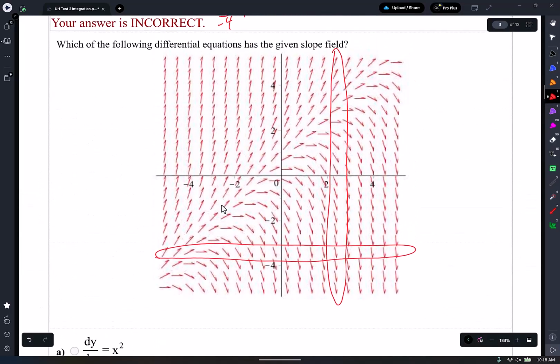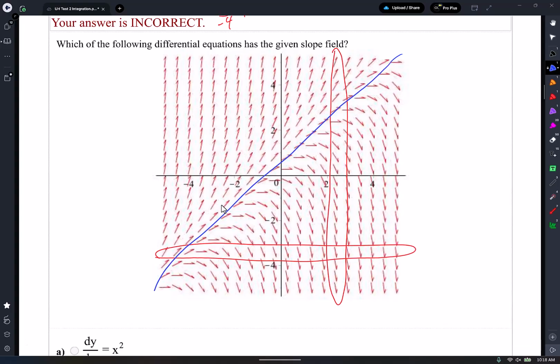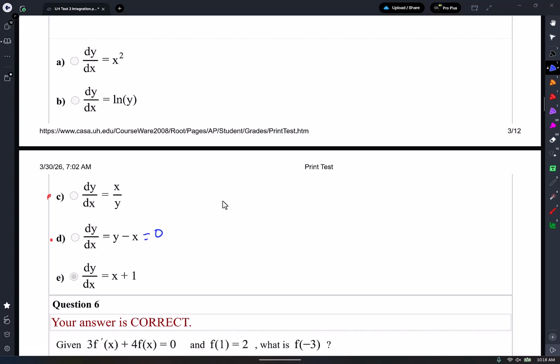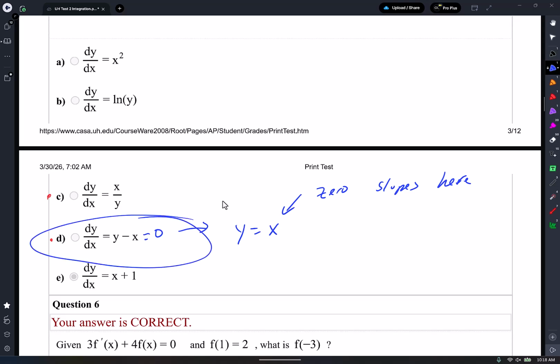Next, I am going to look where I have 0 slopes. And I see this line right here with 0 slopes. Do you guys see that? Those slopes look like 0 to me. And check it out. If I set this equal to 0, you get an expression that says y equals x. 0 slopes here. And there it is. That's the answer. The only way to get really good at slope fields, guys, is to hit them hard. And as you can see, they're not too bad.